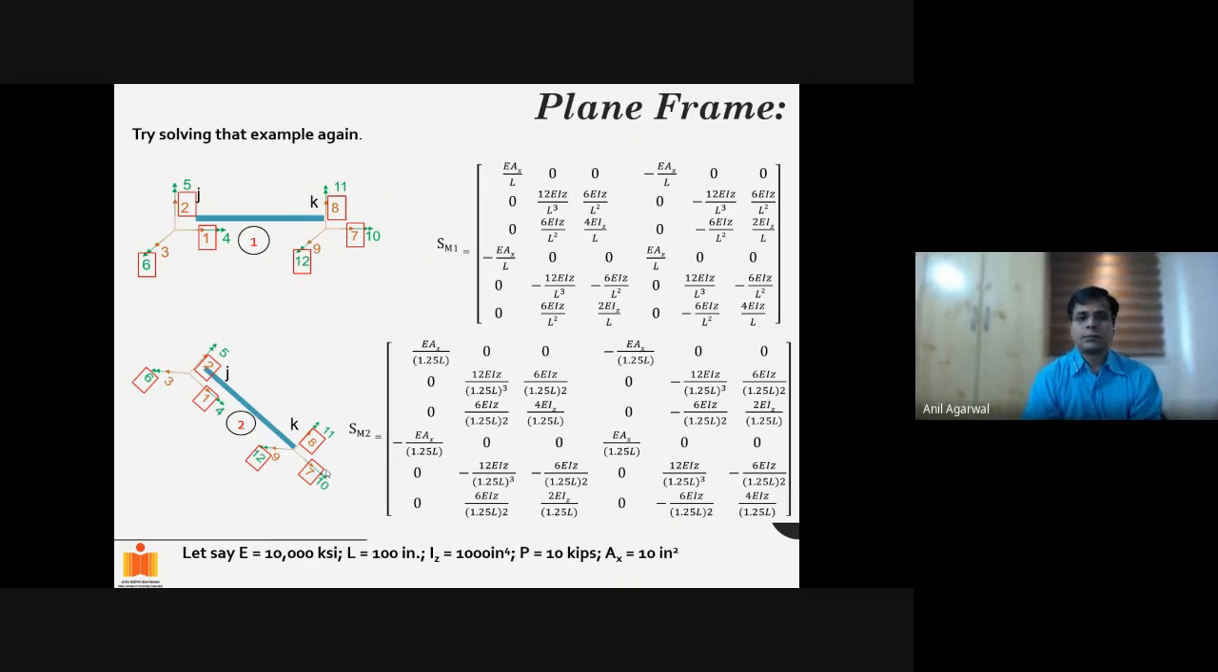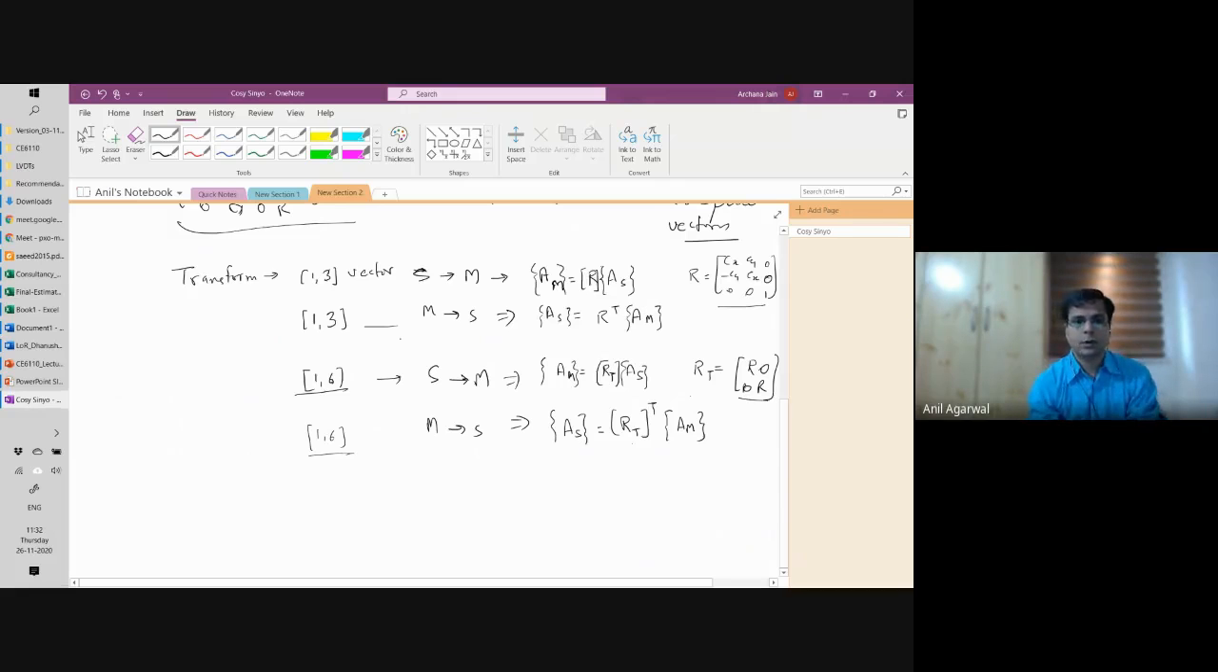Okay, fine. So now coming back to our problem, we have learned how to transform a vector. We have learned how to transform a stiffness matrix. Now I did not summarize that. If we have a 6x6 stiffness matrix, and I know it in the member coordinate system, and I want to get the stiffness matrix in the structural coordinate system, what do I have to do?